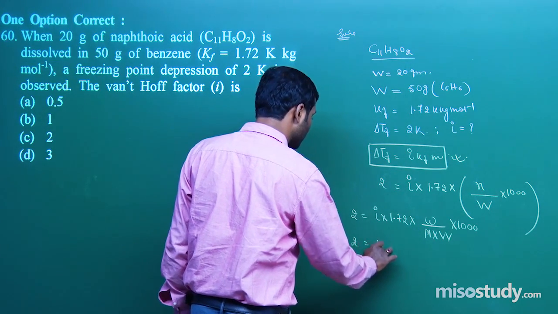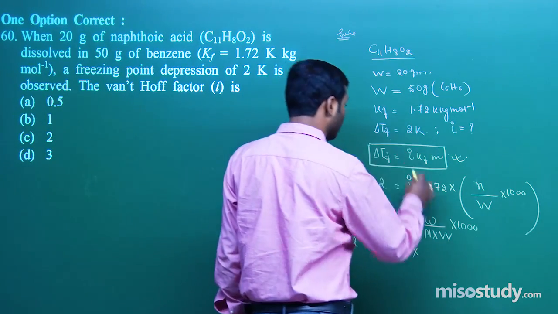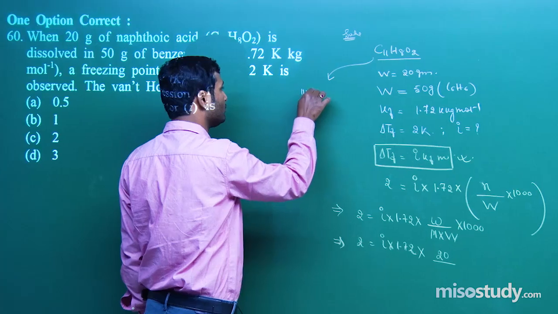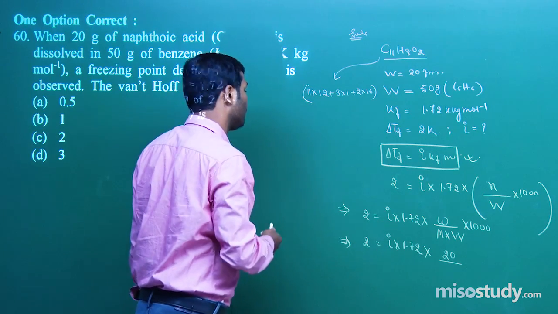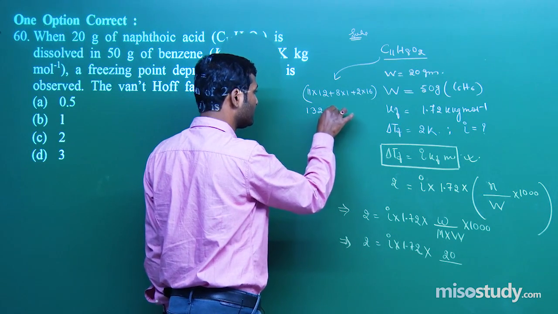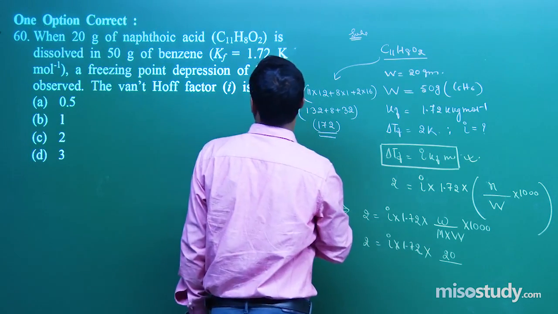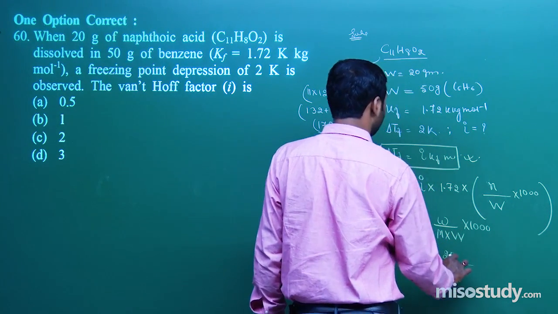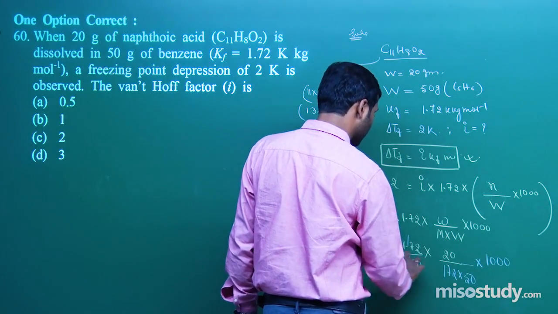That is 2 is equal to i multiplied by 1.72. Then given mass, which is 20 gram. What is the molecular mass of naphthoic acid? That is 11 into 12 plus 8 into 1 plus 2 into 16, that is 132 plus 8 plus 32, which is 172. Yes, 172. Put the value 172. What is the weight of solvent? That is 50 multiplied by 1000.